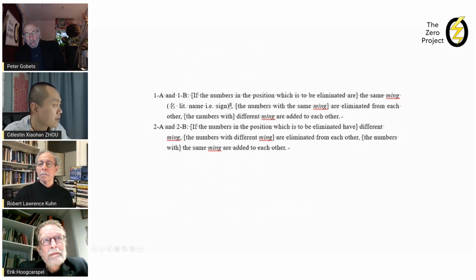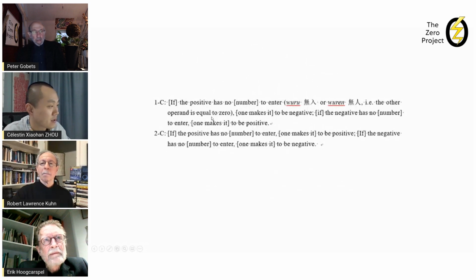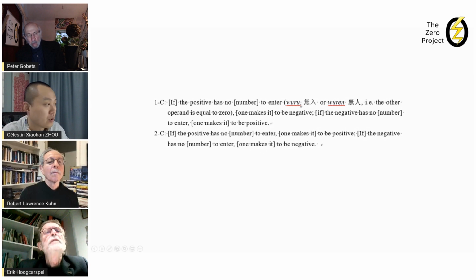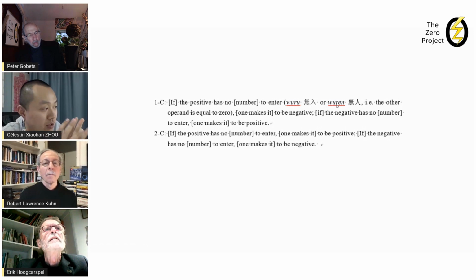in these rules of the positive and the negative in the Nine Chapters, which dates from the 1st century BCE to the 1st century, they used the 无入. The literal meaning is that the other operand is equal. No, the literal meaning is, or some philological proof shows that it's not 入, enter, it's 人, people.